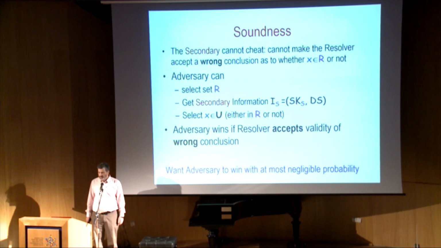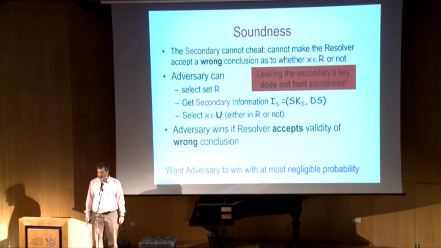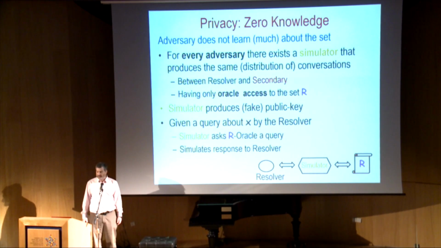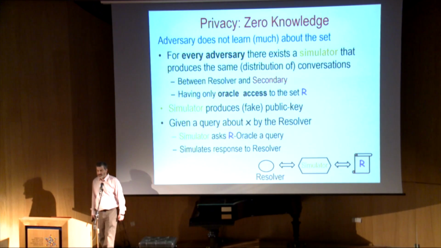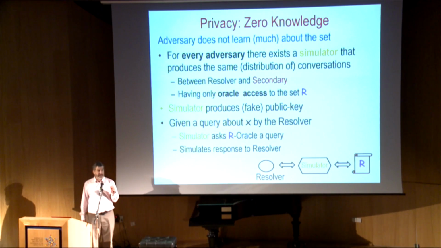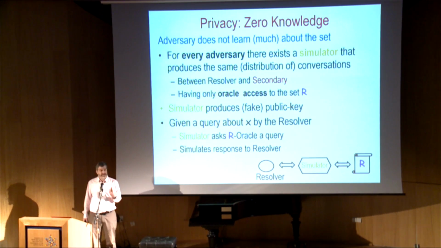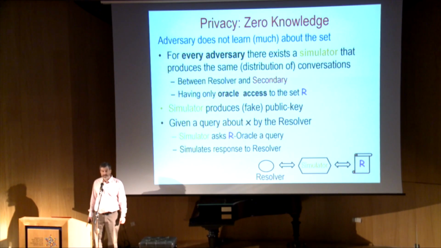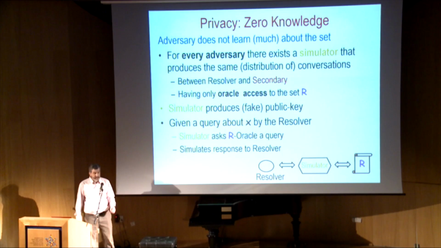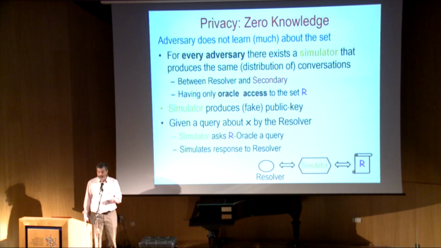Okay, so that's soundness. And now the most interesting aspect is the privacy, which we model as zero knowledge. So we want to say that the adversary does not learn much about the set. So the way we require it is by requiring that there exists a simulator that produces the same distribution of conversation between the resolver and the secondary, having only oracle access to the set R. And more than that, the simulation has to be online.